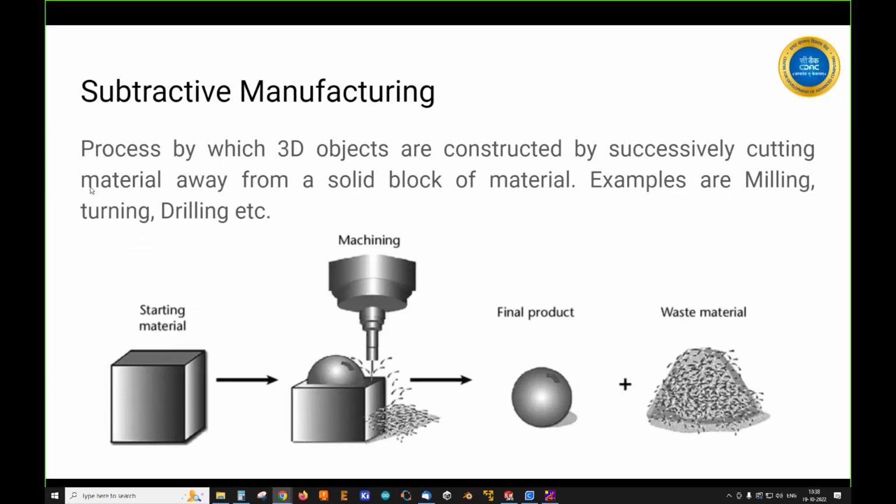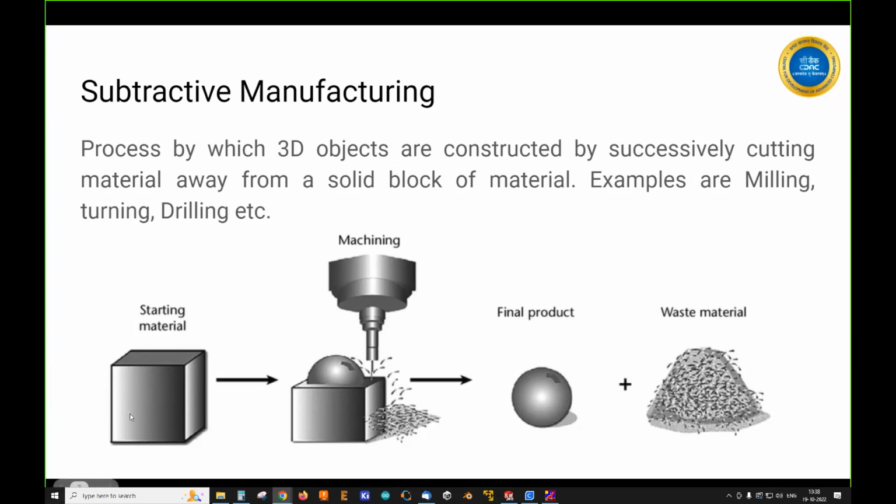Subtractive manufacturing is a process by which 3D objects are constructed by successively cutting material away from a solid block of material. So in order for a functional part to be created through subtractive manufacturing, we need a block of raw material. From that block of raw material, we will mill out or turn out the unwanted or excess parts and make the functional part out of it.